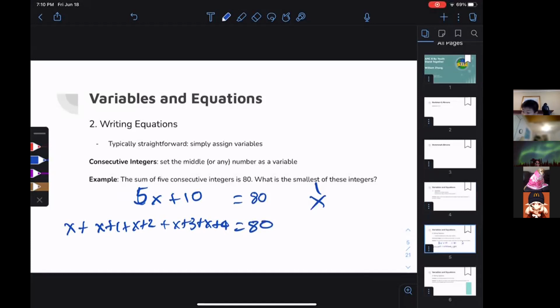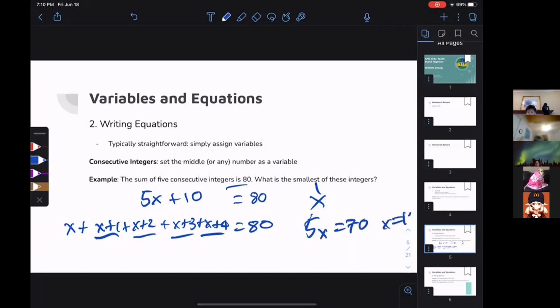Yeah, that's right. So you jumped a little to 5x plus 10, but yeah, to get 5x plus 10, you notice that x is the least, and the other 4 integers should be x plus 1, x plus 2, x plus 3, and x plus 4. And then you add those all up, and then you get 5x plus 10, and that you're given is equal to 80. So you just directly solve for x. Like you said, 5x is equal to 70, and this x is equal to 14.